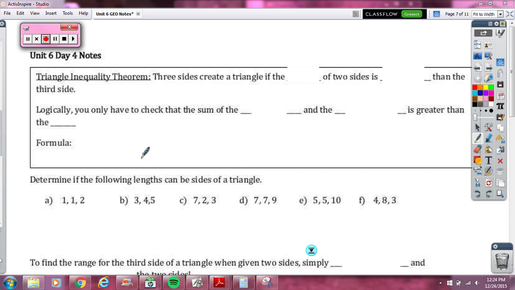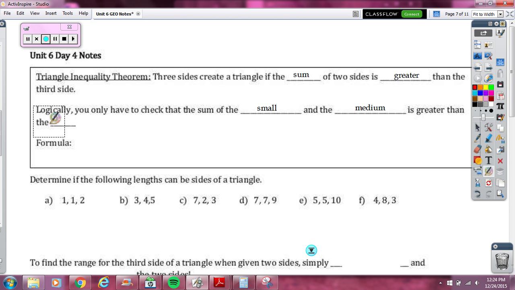Alrighty everybody, last day's notes, triangle inequality. We're going to see some great visuals of this in class, but for now we're just going to get the basics of the math we're going to have to do. Triangle inequality theorem says that three sides create a triangle if the sum of two sides is greater than the third side. Logically, you'll only have to check to see if the sum of the small and the medium sides is greater than that of the large side.